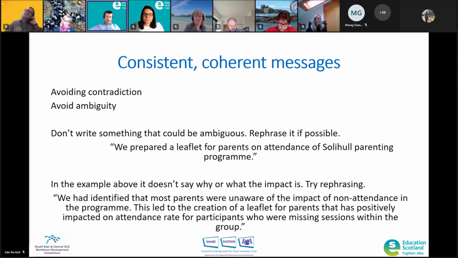But if we rephrased it slightly, we have identified that most parents were unaware of the impact of non-attendance in the programme. This led to the creation of a leaflet for parents that had positively impacted on attendance rate for the participants who were missing sessions within the group. So again, a couple of key words there that show you the impact. Things like positively impacted and attendance rate. These show the difference that's been made when it comes to the leaflet that's been created. So it's just a wee simple example there. Next slide.